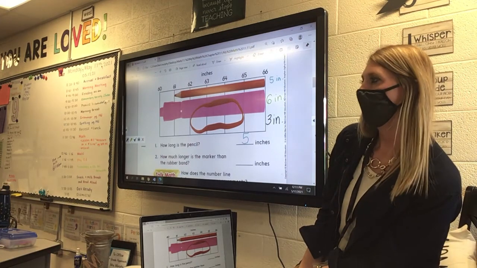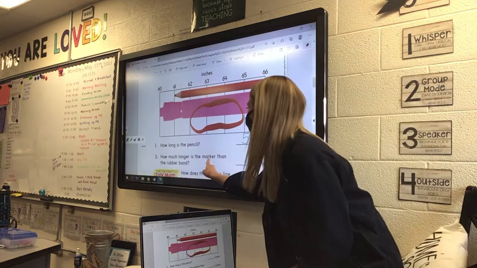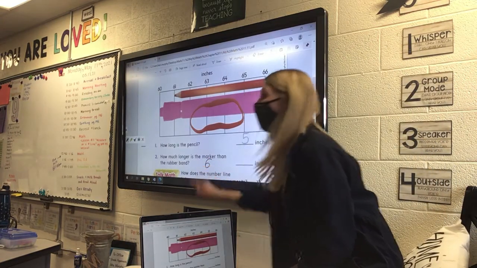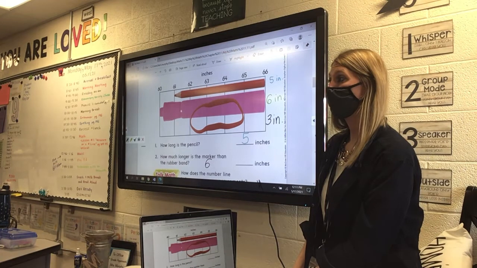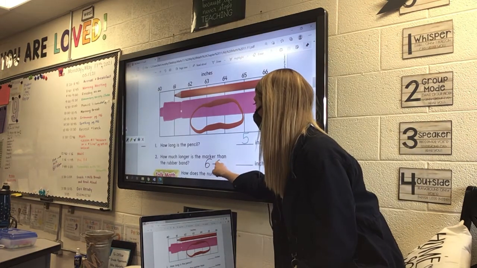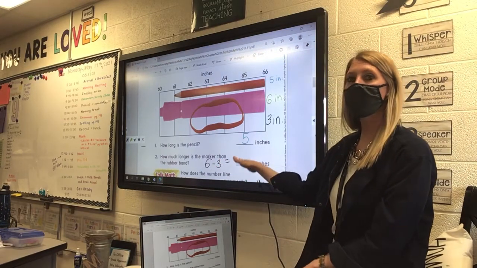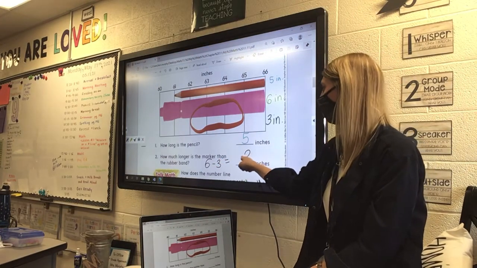The marker took our gold stick. And Tyson said that the marker is a number 3. Good. So 6 minus 3 equals 3.